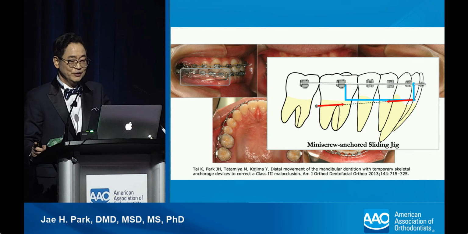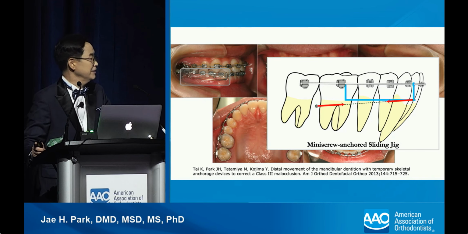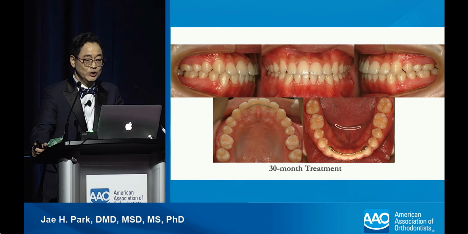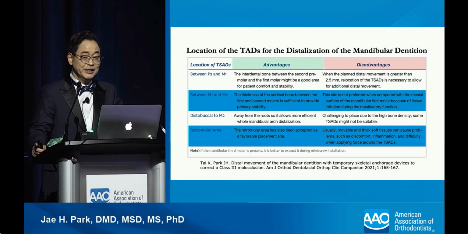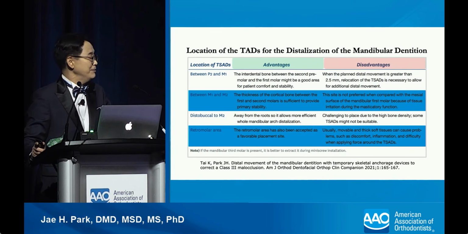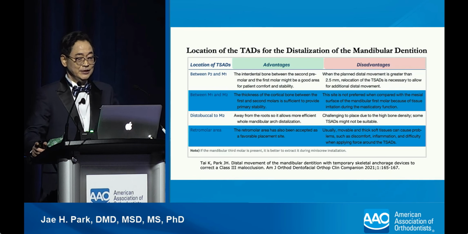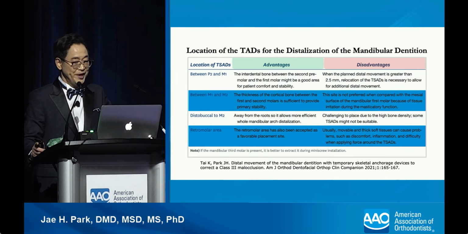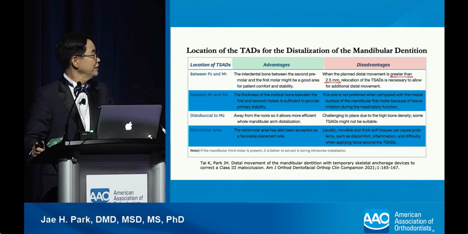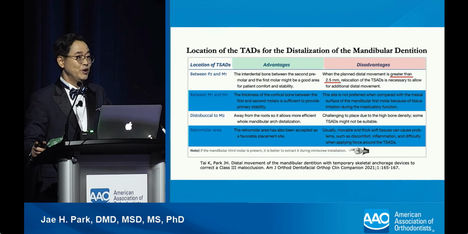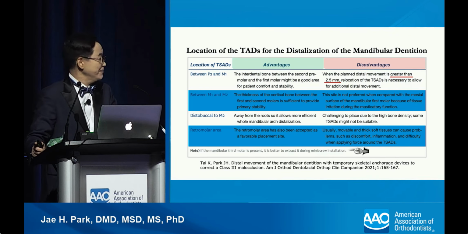This is an illustration of a TAD-anchored sliding jig. Total treatment time for this patient was 30 months. To distalize the mandibular dentition, TADs can be placed in many sites: between 5 and 6, between 6 and 7, distal to 7, and the retromolar area. We have to consider the location of the buccal tubes if distal movement is more than 2.5 millimeters, and if the lower 8 is present, it might be better to extract it during miniscrew placement.